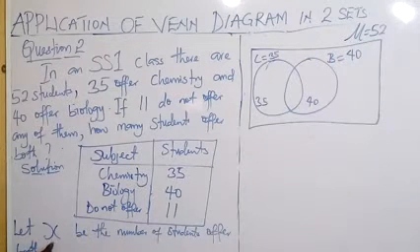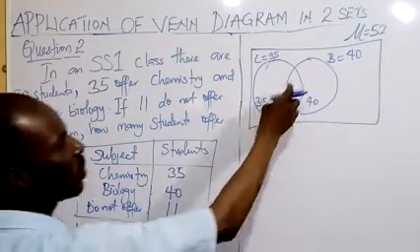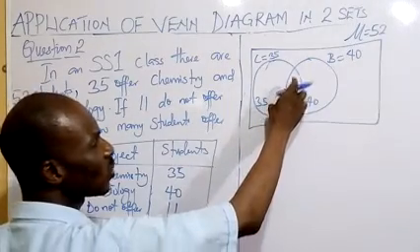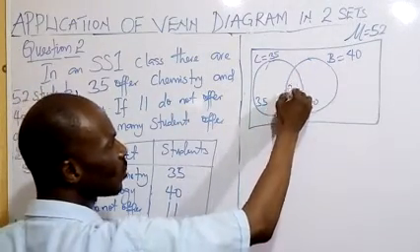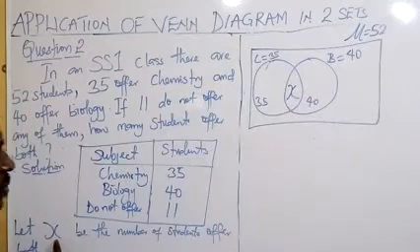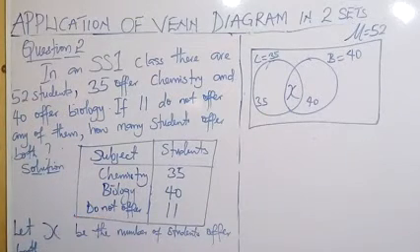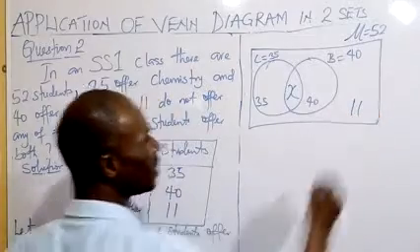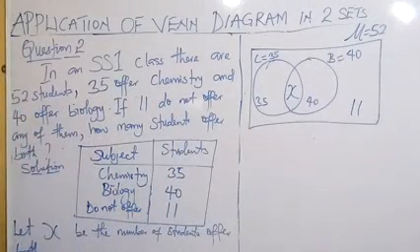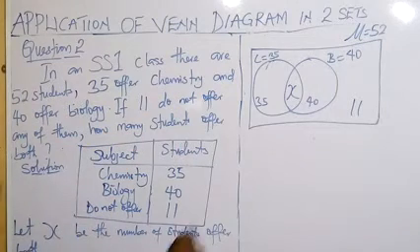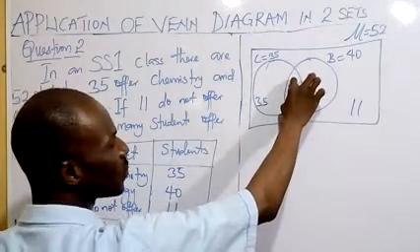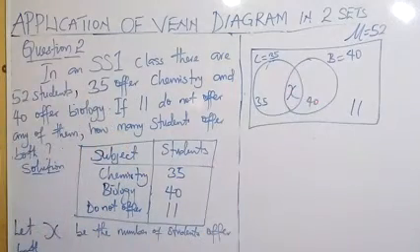Now don't forget we said the number of students that offer both subjects, we represented it as X. That is the point of intersection. This area is the area of our intersection. Let it be our X. And students who do not offer any, let it be 11. We can put our 11 here. We are asked to find how many students offer both. Don't forget, X is representing the number of students that offer both, right?